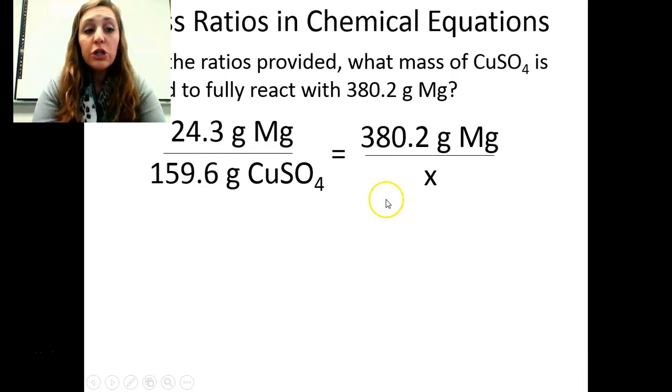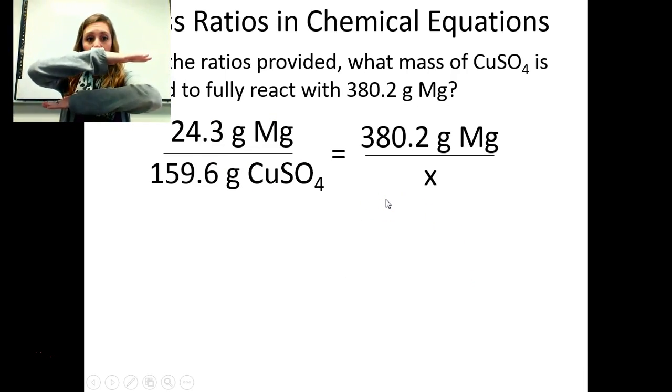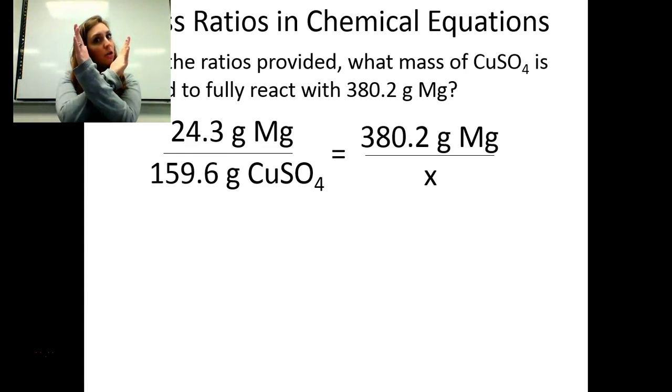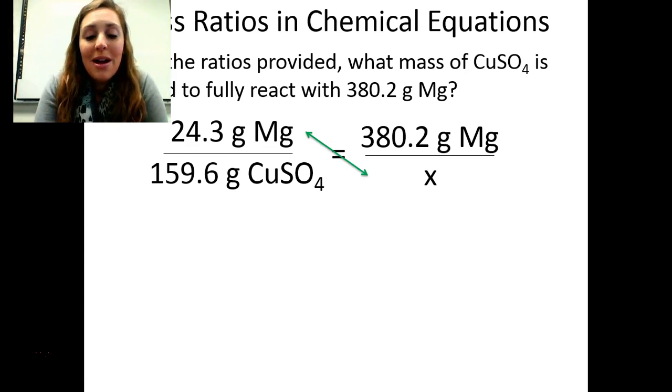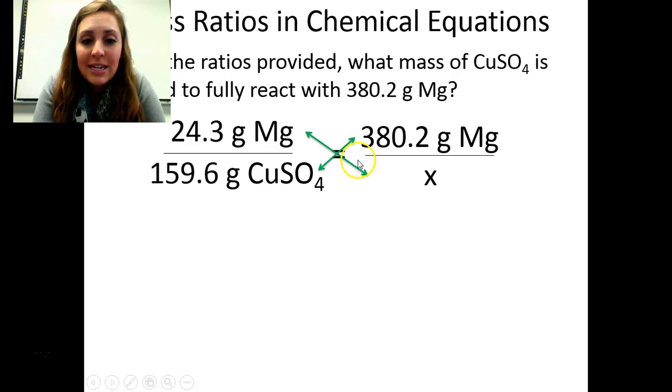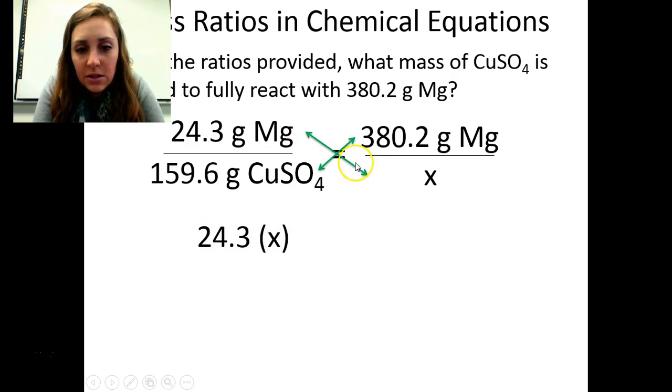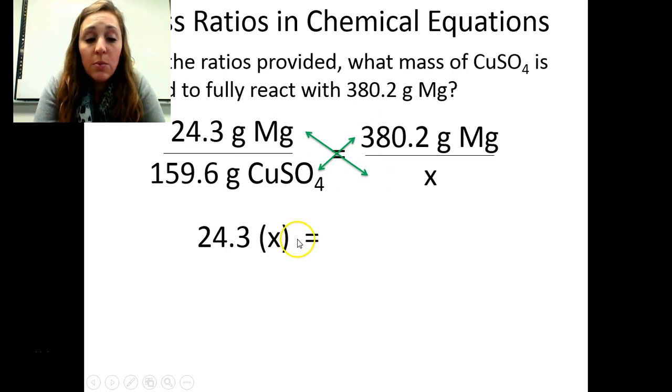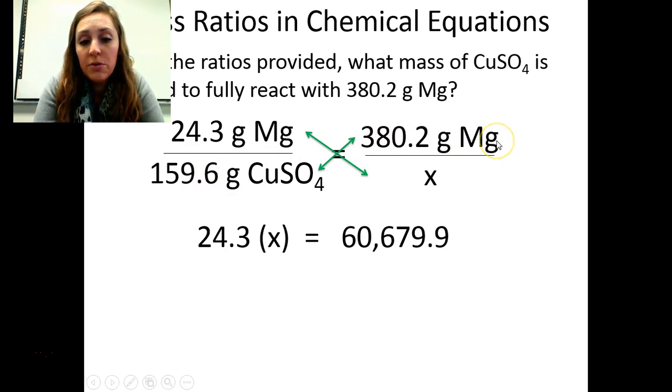And once you have two fractions set equal to each other, cross multiply. Everything that touches arrows together, those get multiplied together. So we've got 24.3 times x from this cross, and then I have to do this part, which is 159.6 times 380.2. So that's going to be 60,679.9.